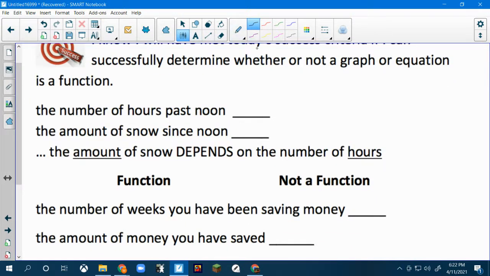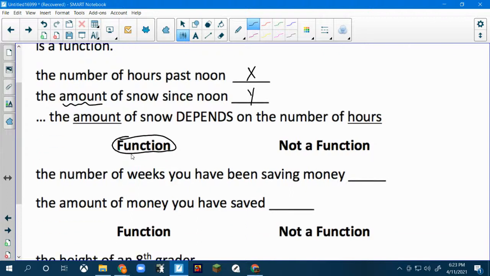The number of hours past noon, we're going to call that the independent variable, x. The amount of snow since noon is y. That means that the amount of snow depends on the number of hours. Is that a function? That is a function. Let's look at another one.